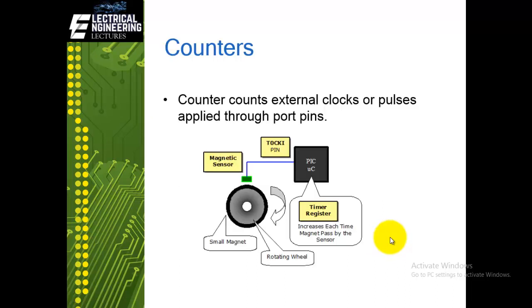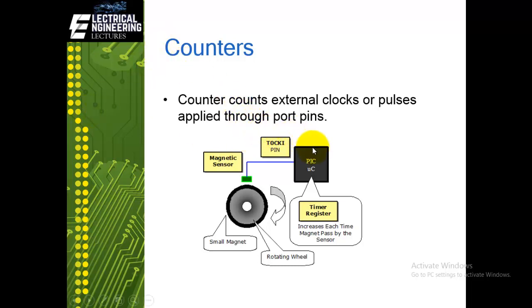Now we'll talk about the counters. What is the main difference between the timers and the counters? The timer takes the internal clock as a reference clock, while the counter counts external clocks or pulses applied through a port pin. In other words, we can also say that the timers are also counters, because they are used to count external events. The timers are mainly used for counting or measuring external events.